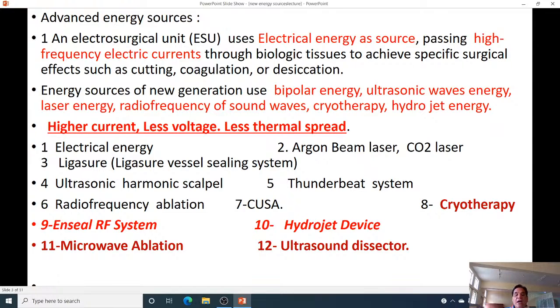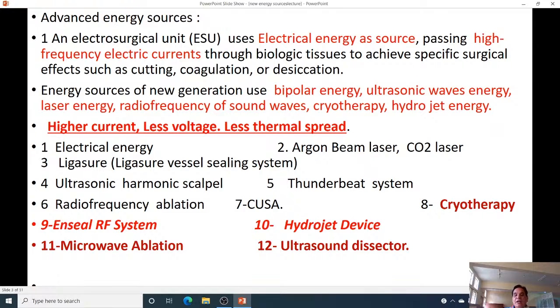After that came radio frequency ablation, RFA. A new technique for a large mass is CUSA. CUSA is a cavitation technique where you aspirate. Cryotherapy: cryo is cooling, cooling surgery, using ice for cryotherapy. Then the Enseal RF system, where you are directly sealing the vessel. It is called the Enseal radio frequency system.